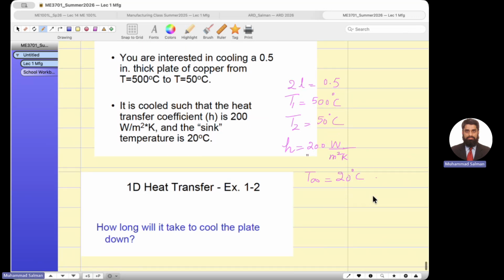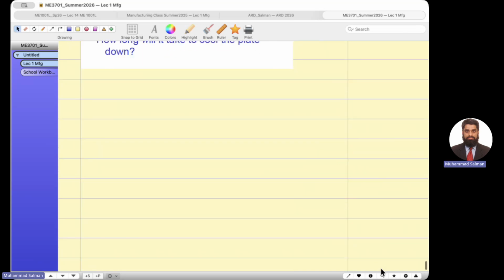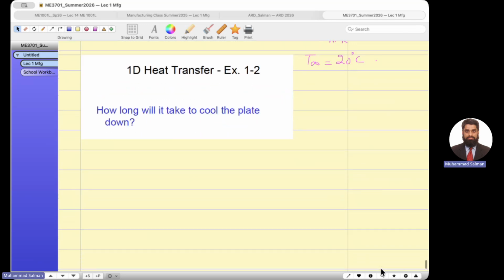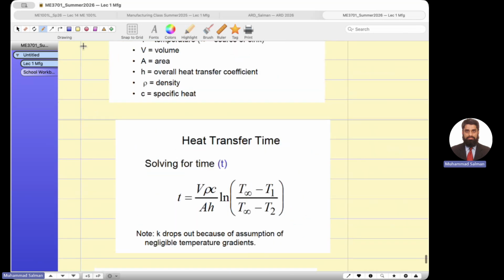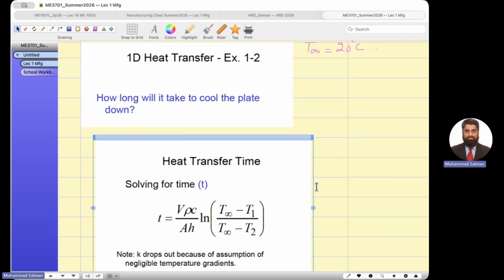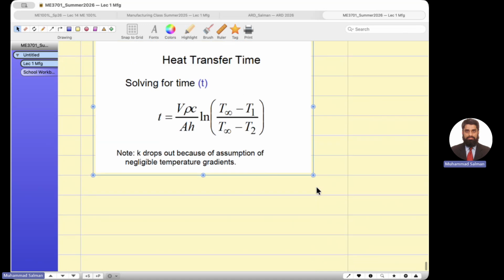So let's find out. But before we do that, can you tell me what is the Biot number? Let's do this Biot number here. I'm going to use this formula for solving this problem. But for that, can we use this formula? You have to apply the Biot number verification. Let's do the verification of this formula. So the Biot number is hL over k.